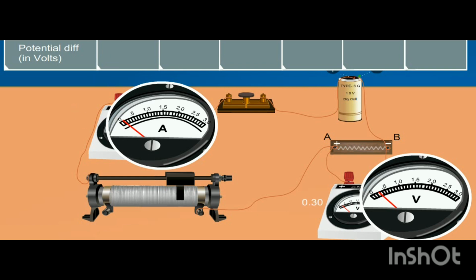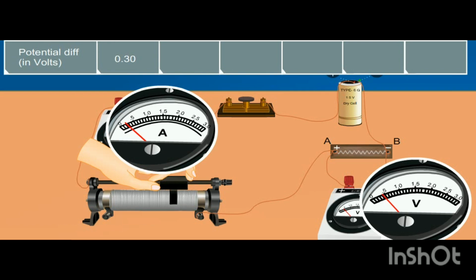Record the values of current and potential difference. Now change the current in the circuit by adjusting the slider of the rheostat and again record the values of current and potential difference. In this way, take 6 sets of readings of the ammeter and voltmeter.